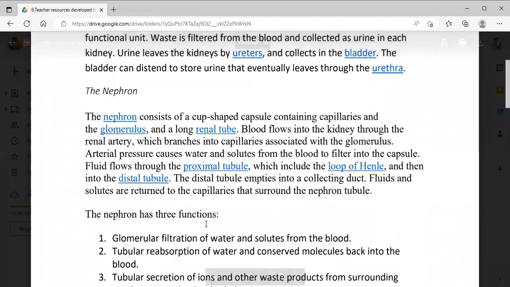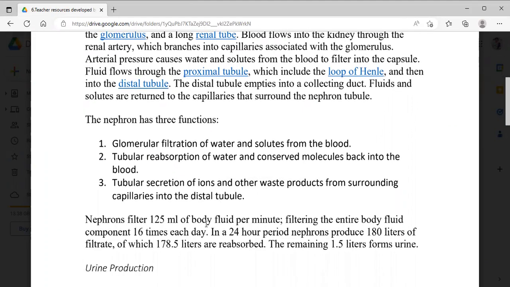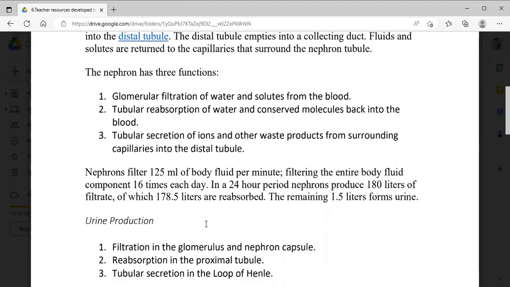The nephron has three functions: glomerular filtration of the water and solutes from the blood. The first function of the nephron is that the glomerulus will filter the water and solutes from the blood. Tubular reabsorption of water and conserved molecules back into the blood, and tubular secretion of ions and other waste products from the surrounding capillaries into the distal tubule.